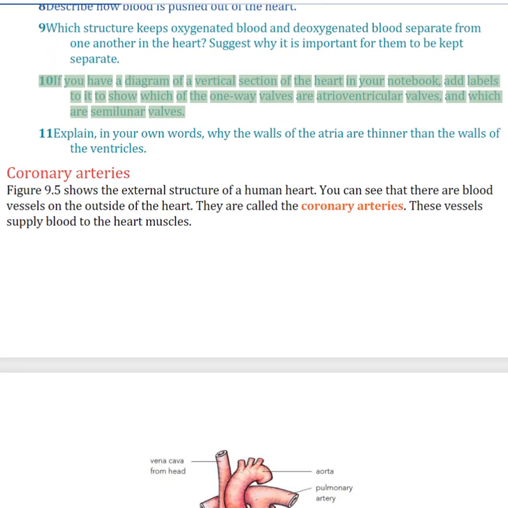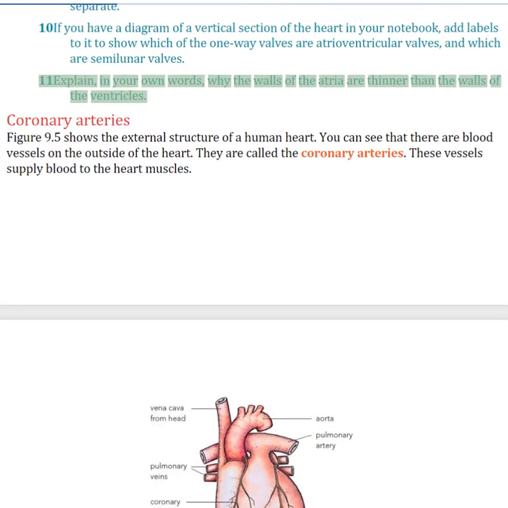10. If you have a diagram of a vertical section of the heart in your notebook, add labels to it to show which of the one-way valves are atrioventricular valves, and which are semilunar valves. 11. Explain, in your own words, why the walls of the atria are thinner than the walls of the ventricles.